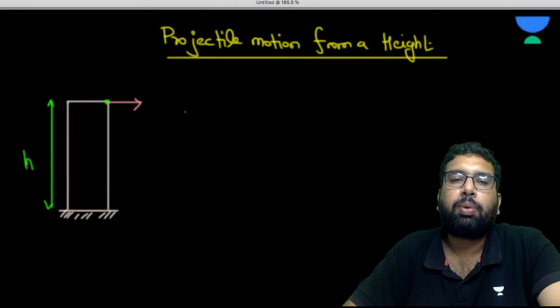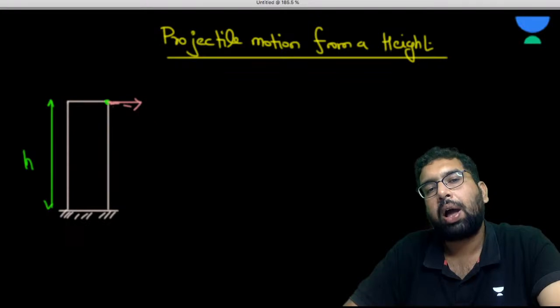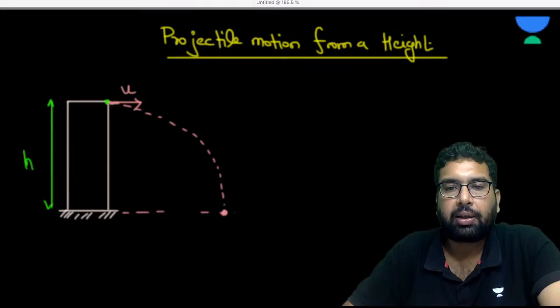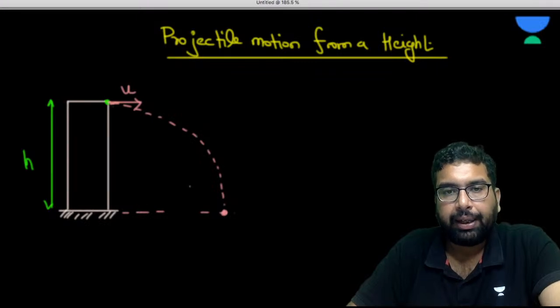Now let's first talk about the first case. When we let it go with a horizontal velocity, let's suppose u, it is going to follow a path like this, and it is going to strike the ground somewhere near, let's suppose, this point.